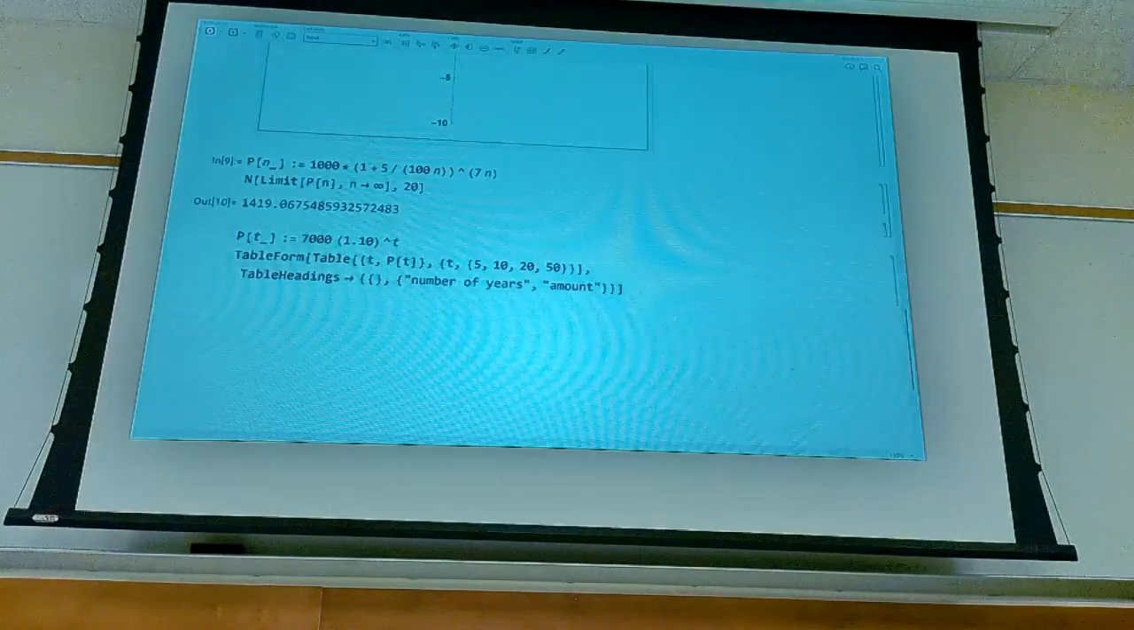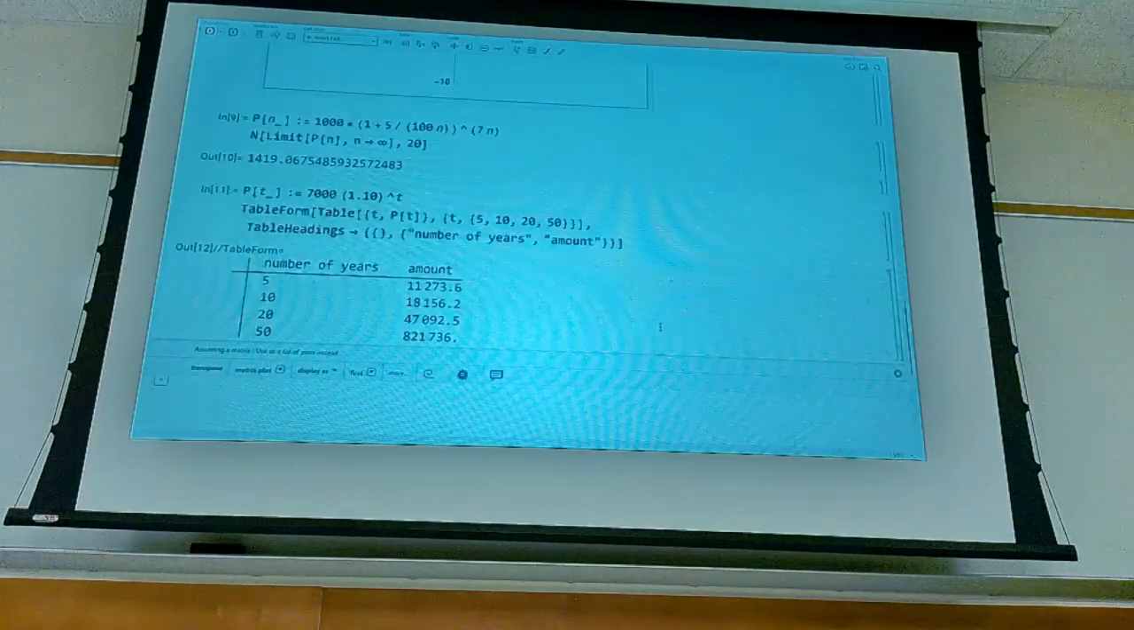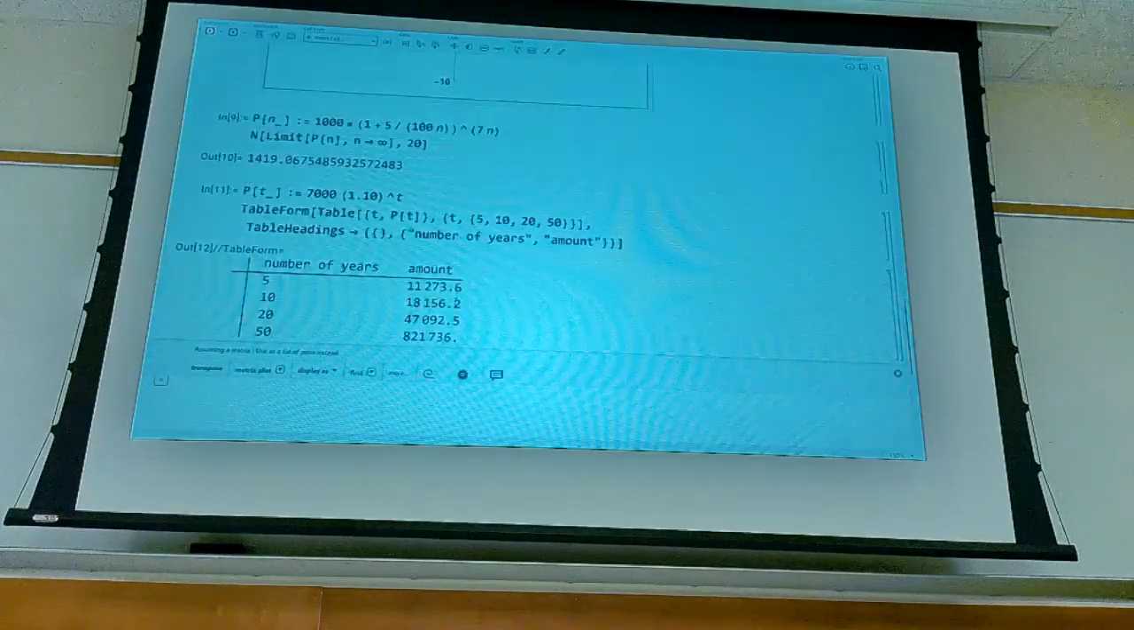Yeah, okay, I have 1.10, so it should be fine. So after 5 years, it's $11,273.60. See, I don't like that they're only giving me 1 decimal place. 5.7. Oh, I don't like that. So I'm going to fix this.